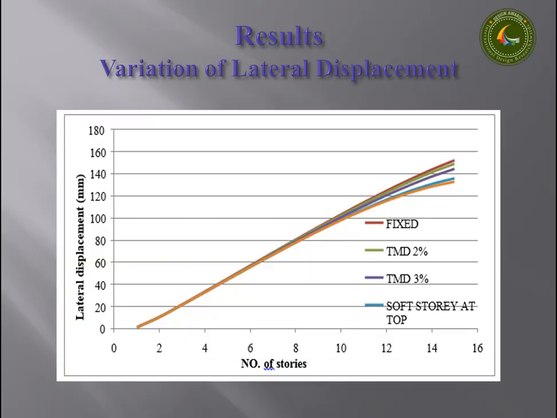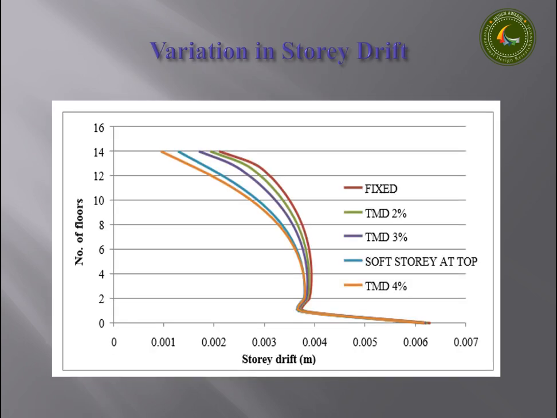After introducing it, the results I have got are as follows. The lateral displacement result is distributed like this. In this chart we can say that if we introduce a soft story at the top, it gives somewhat better results compared to the rest of the models, such as the fixed model, or if we introduce a TMD with a mass ratio of 2% or 3%. But if we introduce a TMD of 4%, it gives somewhat better results compared to the soft story.